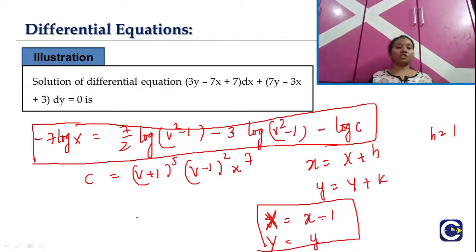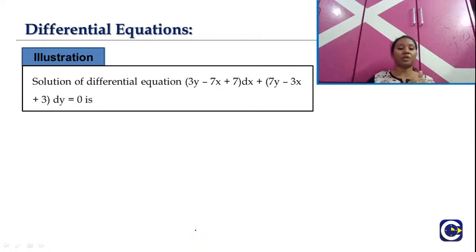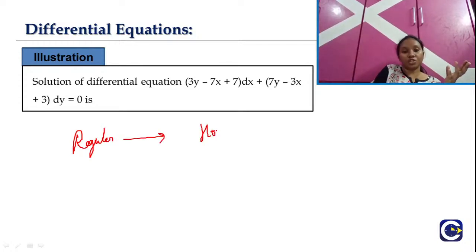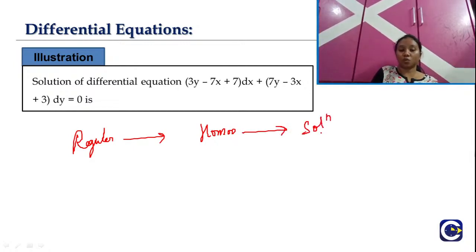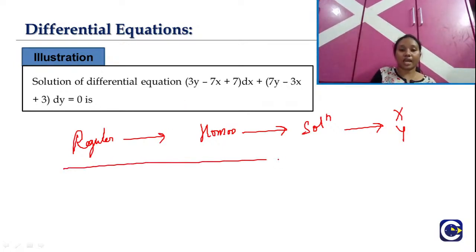So this format of solving this differential equation is a bit lengthy, because in this format we have to convert the regular differential equation to a homogeneous format. Once we convert that into homogeneous form, we have to find the solution of this homogeneous differential equation. Once we have found the solution, we have to again replace our capital X and capital Y with our same x and y variables with which we started the question. So these are the entire steps involved in this.